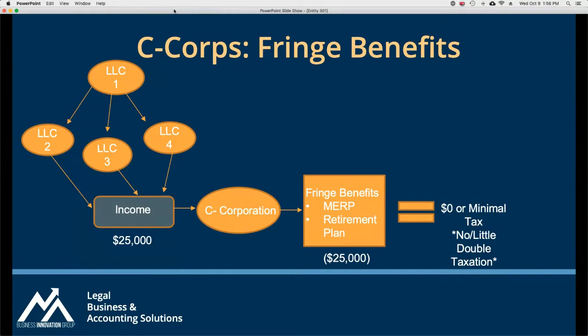Yeah. I have that other slide in 201 where I talk about keeping things simple versus complicated. This is definitely getting on the side of complicated because we're adding another entity into the mix. And then with, for instance, the MERP, you actually have to have a plan document that says these are the types of expenses that are going to be covered and this is how you do it. Now, those don't have to be very difficult.